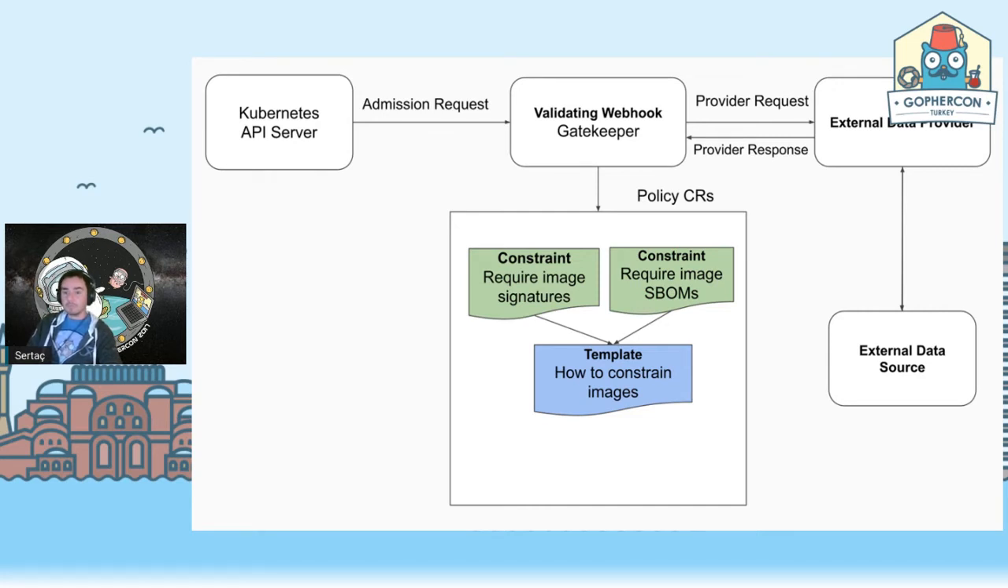Since image signatures are stored externally, we need to check the data sources to validate whether they're signed or not through the Gatekeeper external data. The data returned back to Gatekeeper through external data should contain the information for Gatekeeper to say yes or no regarding the admission request coming from the Kubernetes API server.